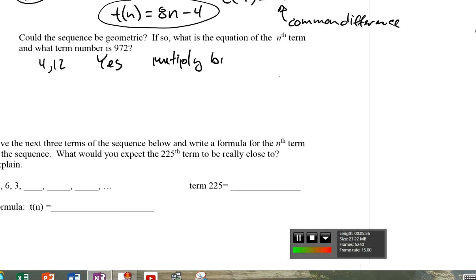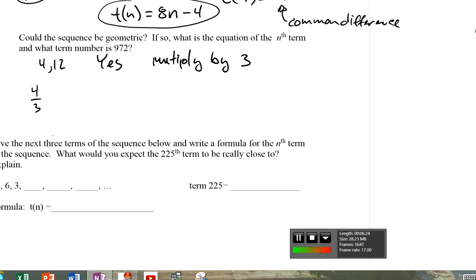Wait, how can it be geometric? Because what are you going to multiply to get 4? What's 4 divided by 3? Hey, it's not a trick question. Look, here's what 4 divided by 3 is. It's a fraction, 4/3. Right? So what is that 4 divided by 3? What is that called? My 0th term.